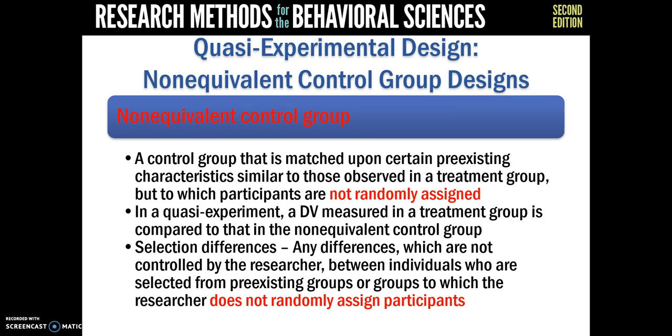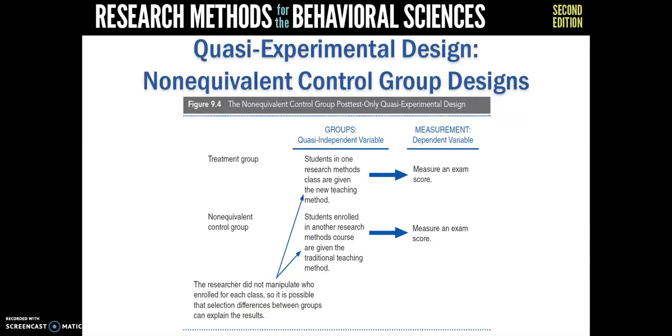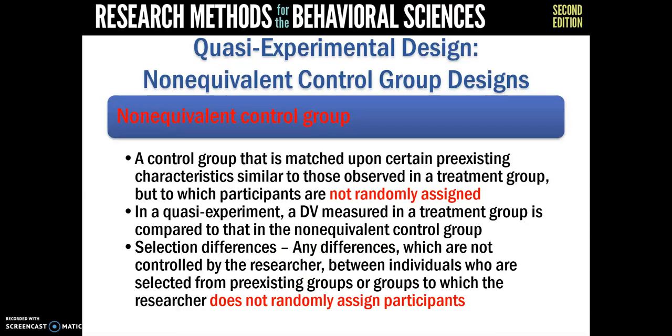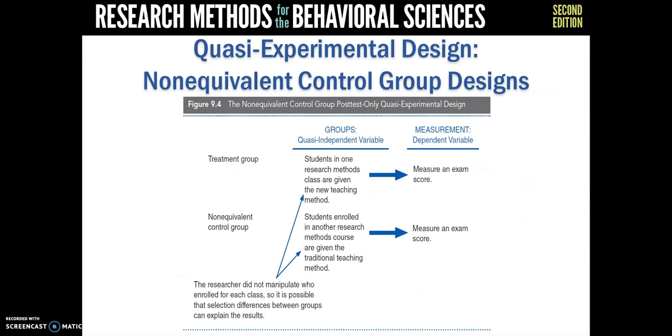The other design we have for quasi is called the non-equivalent control group. Again, these groups are not randomly assigned. There is no random assignment for the participants, and that's the key term for you to remember. This is what sets apart the experimental design from the quasi-experimental design. Now you're going to have two groups, a non-equivalent control group. So now you're introducing the control group into the treatment.